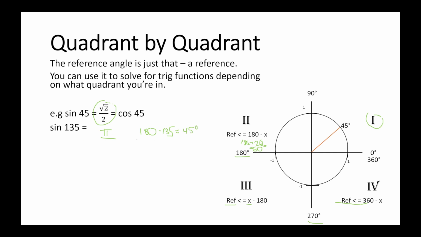How do I use that? Well, since this is my reference angle, I can solve for what sine of 45 is. I just told you that sine of 45 is equal to this value here, radical 2 over 2. That's the first step. The next step is as follows.